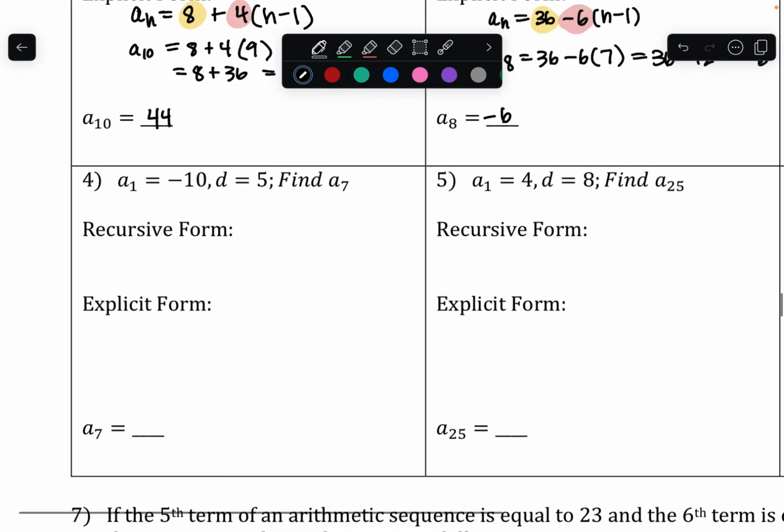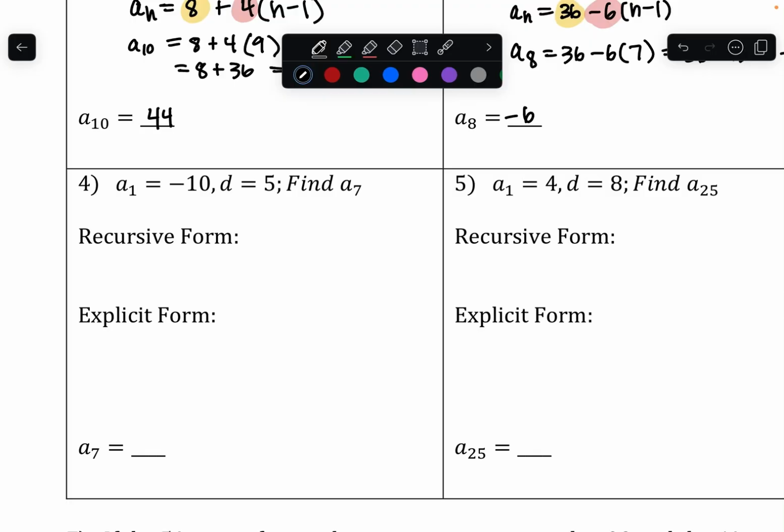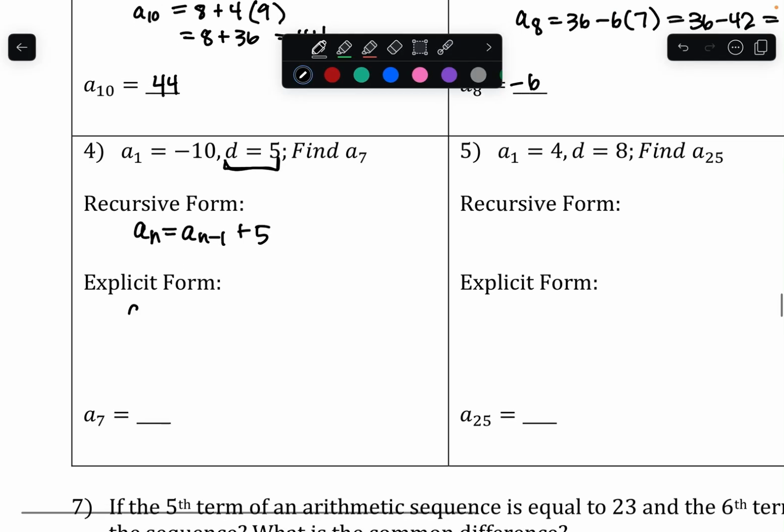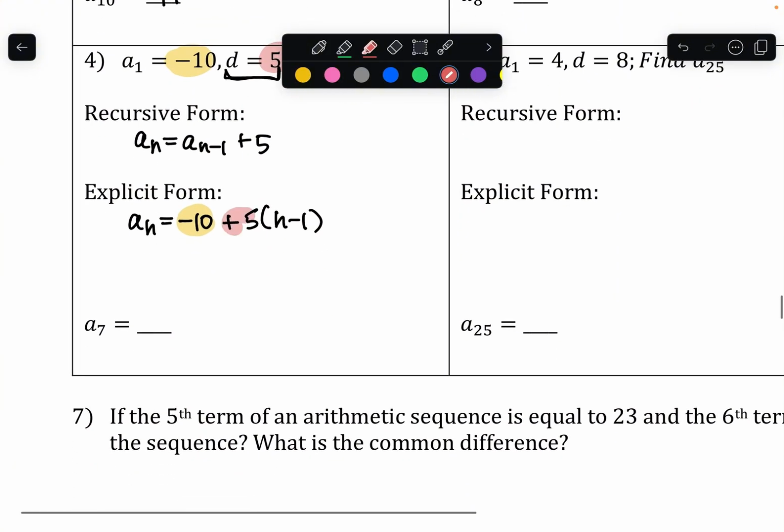Right, number 4. They're telling you your first term is negative 10 and your D value is 5. So in recursive form, we would just say add 5 to your previous term. But in explicit form, they told us the first term. They told us D, which is 5, and we just put that n minus 1 next to it. So here they're just explicitly giving us those values. We just need to set up our formulas.